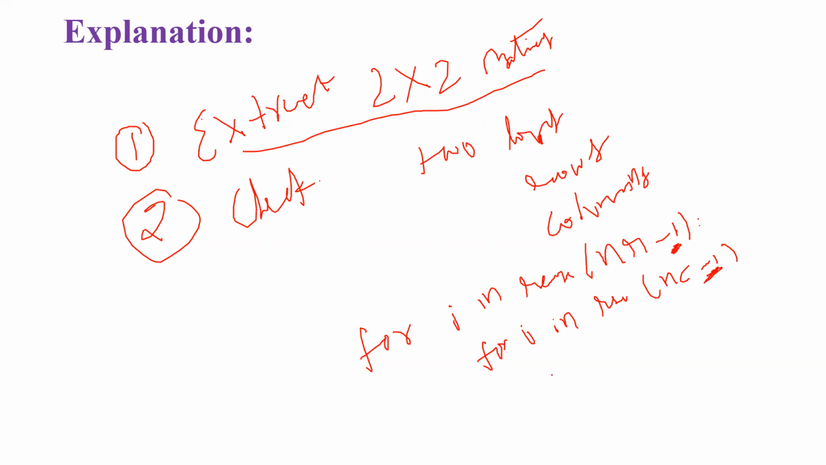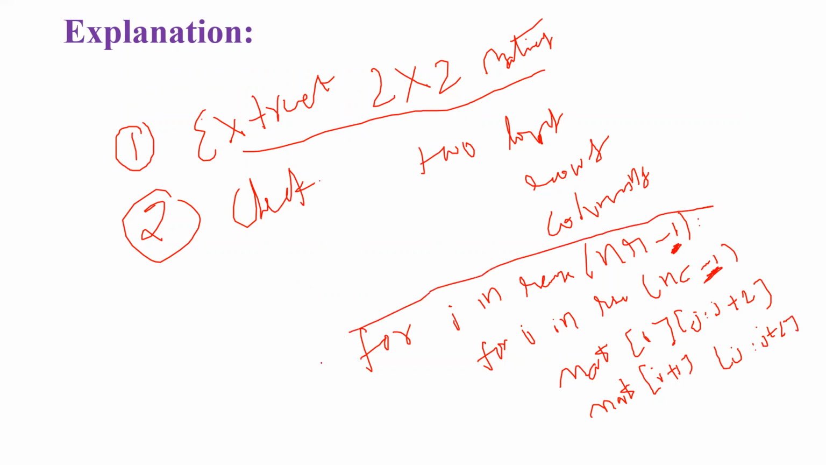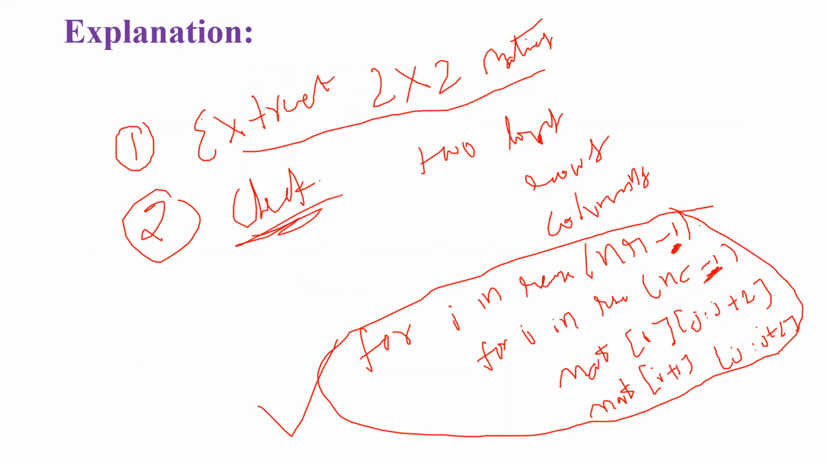And in order to extract the first row for the 2 by 2 matrix, you need to take mat of i, and j needs to range from j to j plus 2, because you need to take two elements. Similarly, the second row for our 2 by 2 matrix will be mat of i plus 1, with the same slice, j colon j plus 2. By doing this, you can extract all possible 2 by 2 matrices, and you can check these 2 by 2 matrices and print the matrices which satisfy our criteria. Now let me show you how to do that.